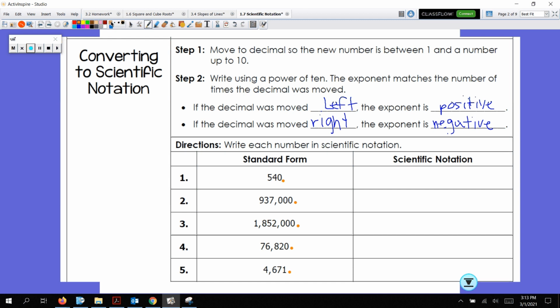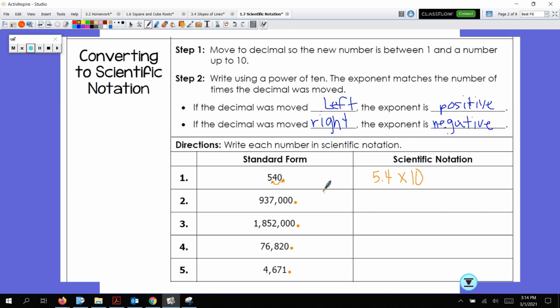Now, I have to move this decimal to make the number bigger than 1, but smaller than 10. So I am going to go 1, 2. So I moved 2 places. So now I have 5.4. And then here's the weird part. It's always times 10, because that's the scientific notation part, to the whatever I did. I moved to the left, right? We moved to the left. I'm going to put a little arrow here. And so our exponent's going to be positive.